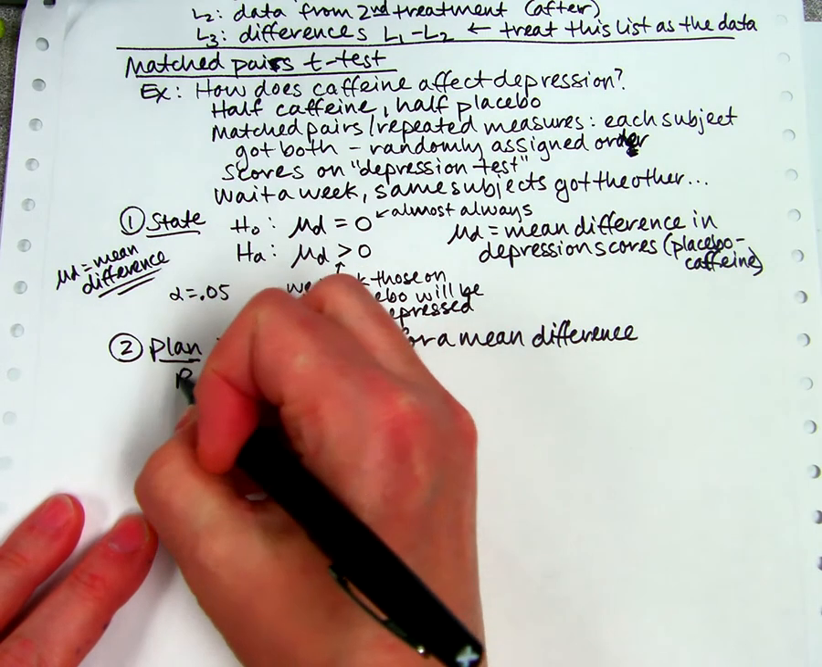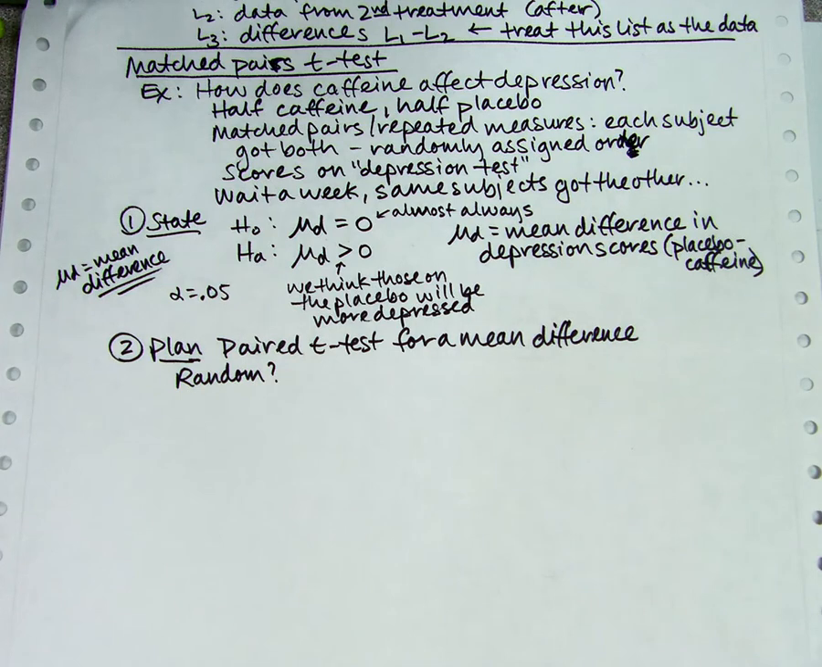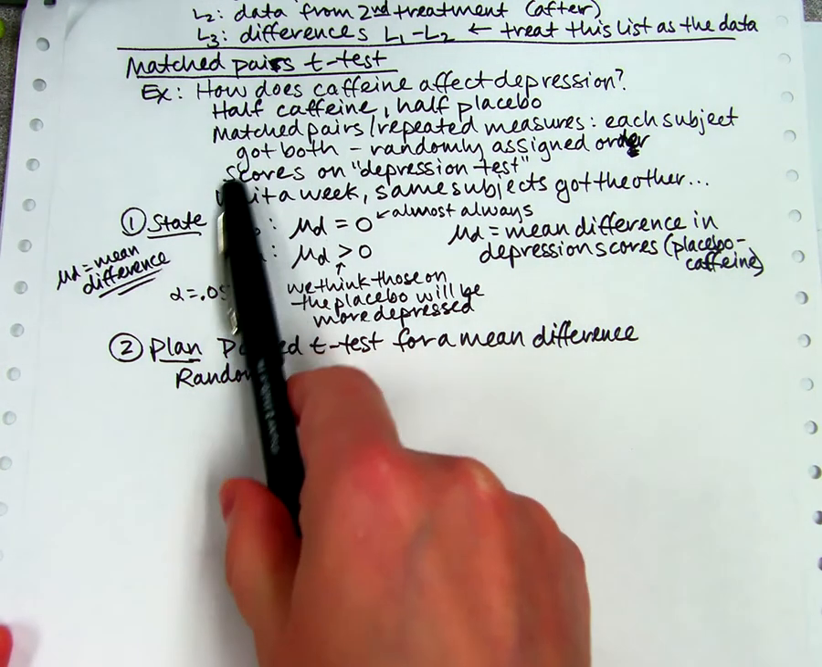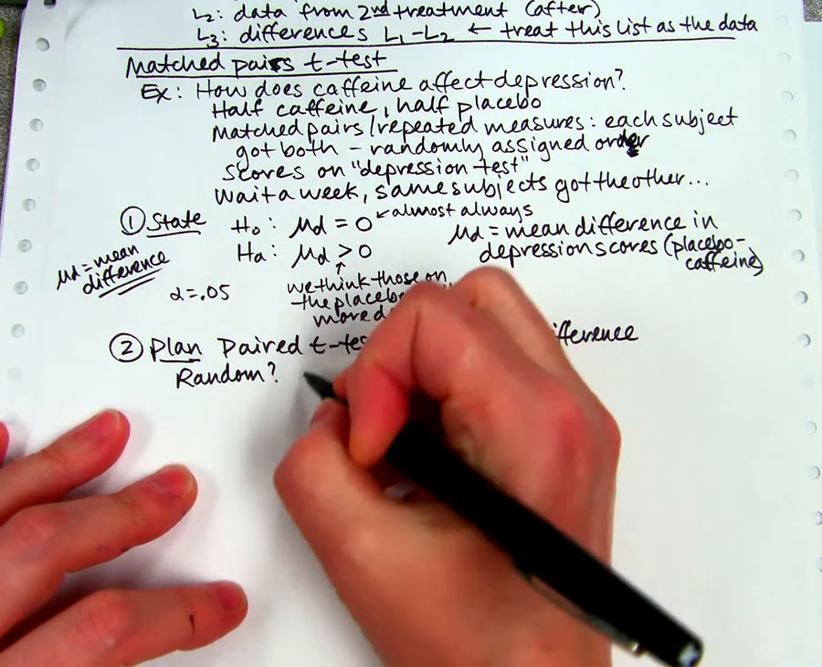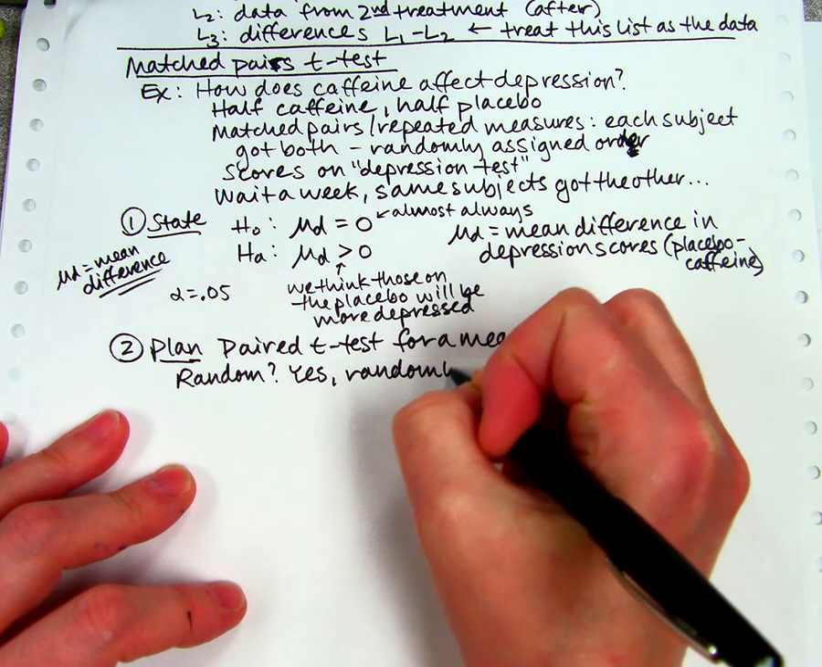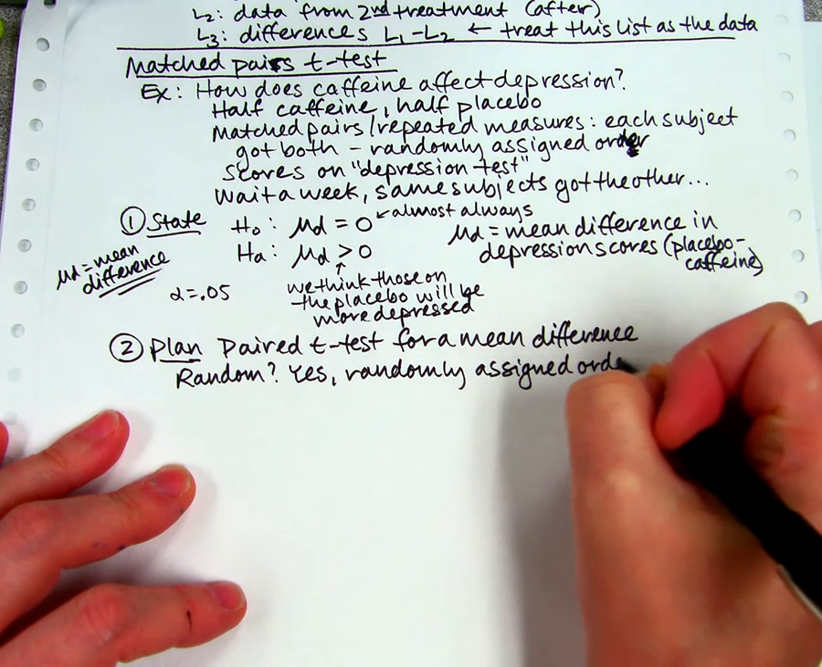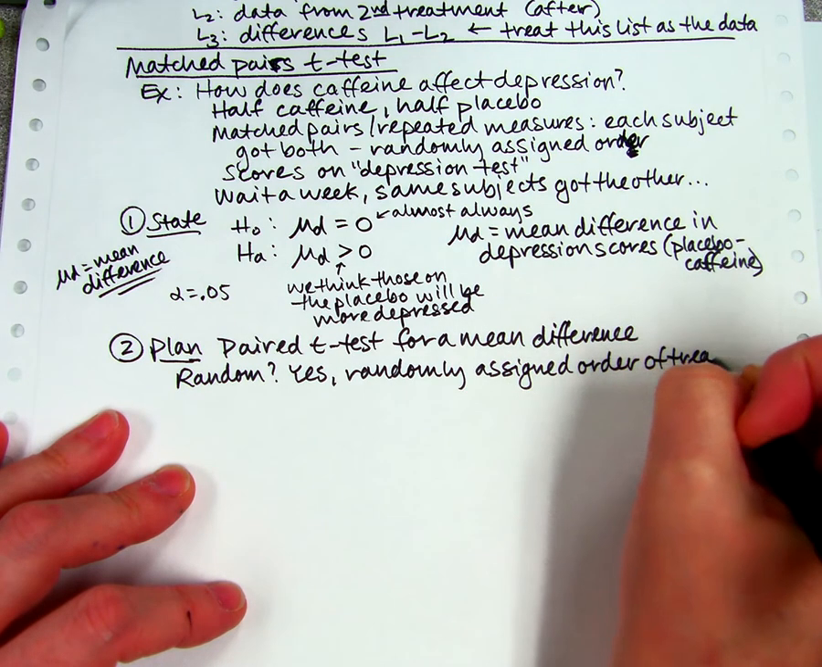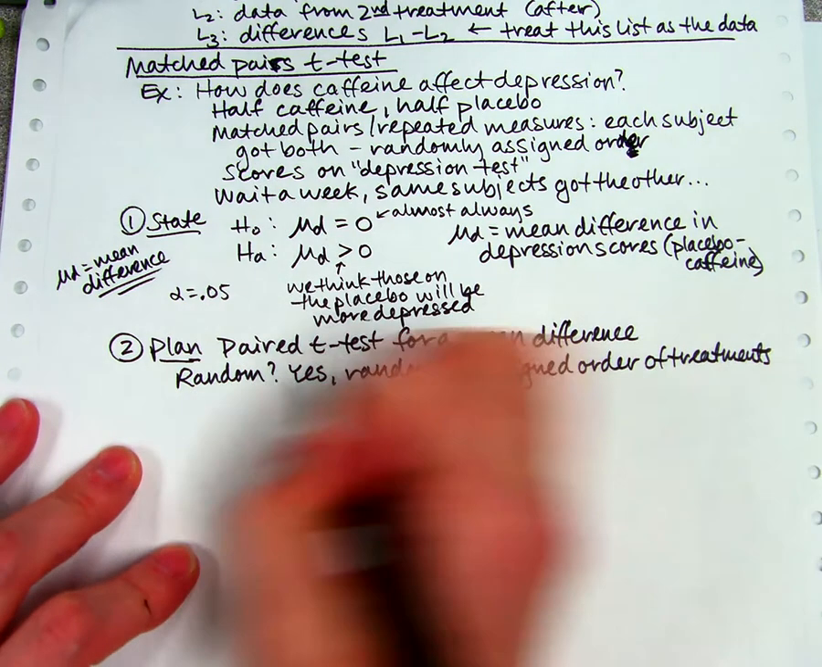Let's start with random. Here's the first one we've seen that's an example of an experiment instead of a survey. So this is not a random sample of people. These are volunteers, but it is randomly assigned treatments. Remember we said randomly assigned order of treatments, and that is how we get our randomness here. This is how you do it for an experiment. So instead of looking for a random sample, it's just treatments.